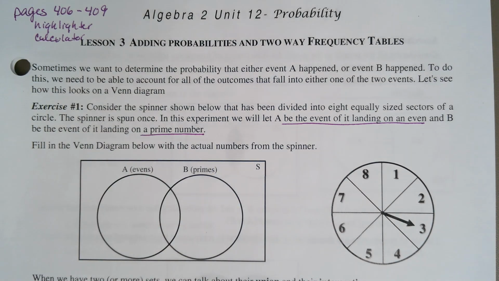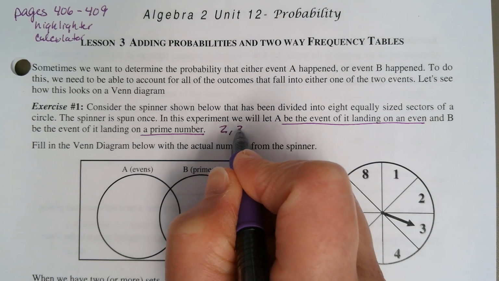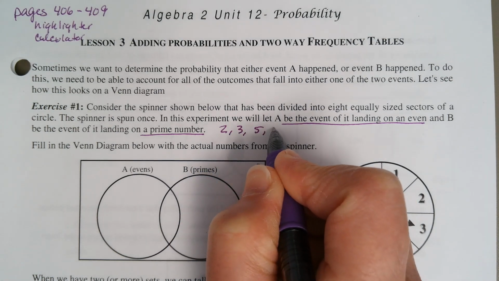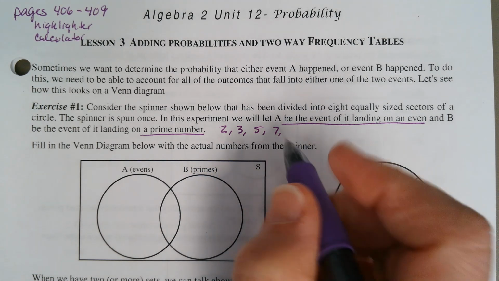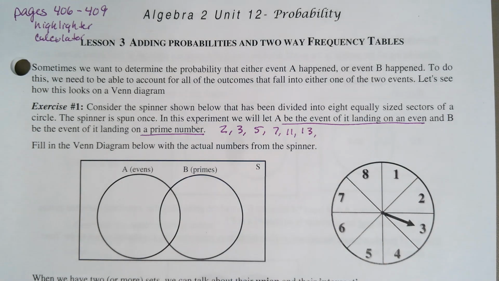Prime numbers. 1 is not prime. Our prime numbers start with 2, 3, 5, 7, not 9, 11, 13, and so on. Fill in the Venn diagram below with the actual numbers from the spinner. So we want evens for set A, primes for set B.